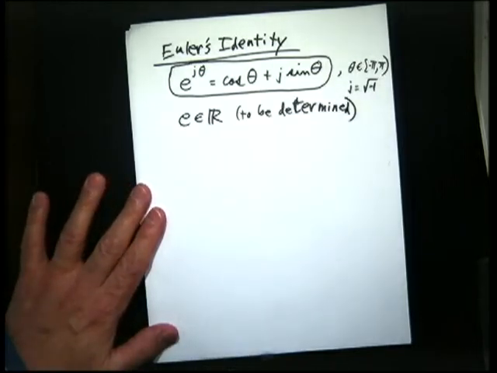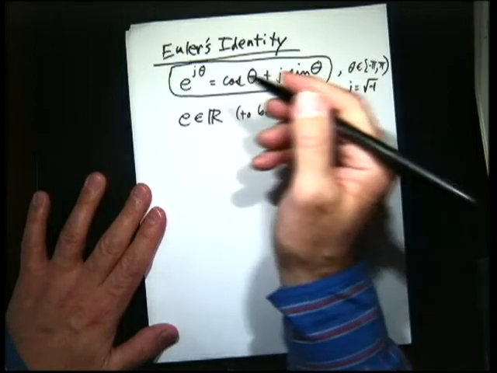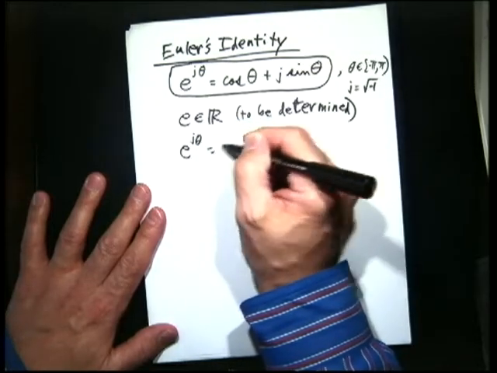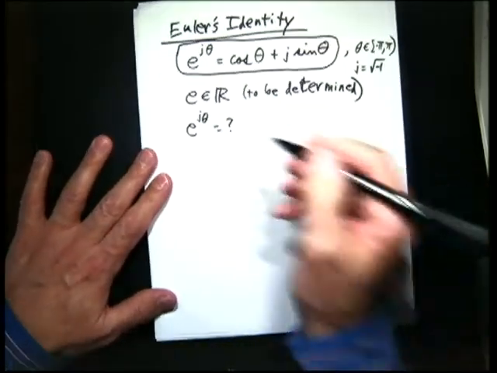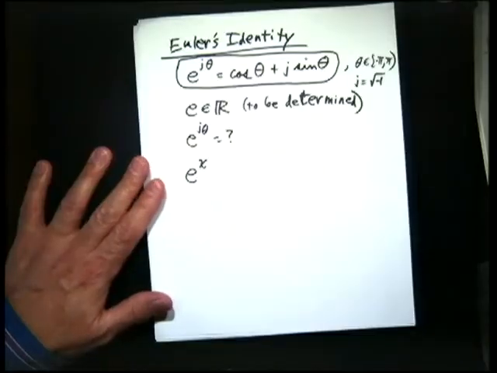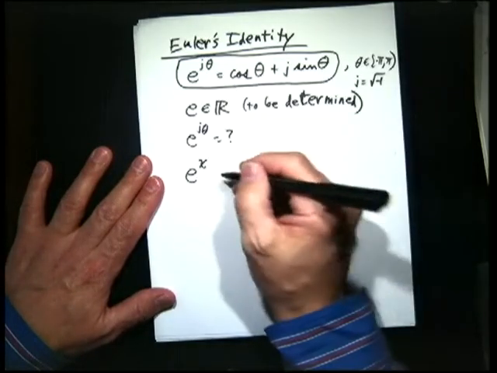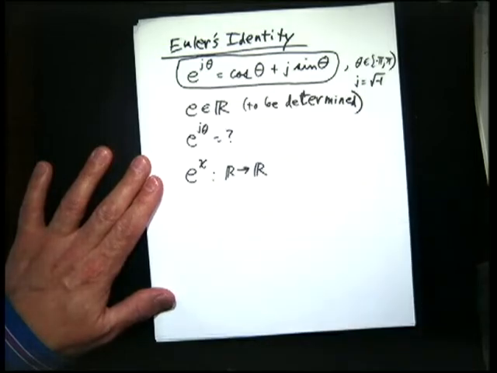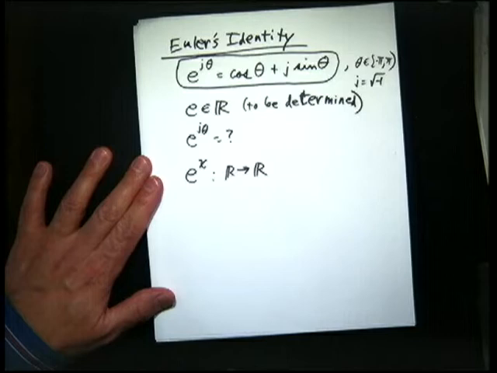And then, what do we mean by e to the j theta? So I assume everybody knows what we mean by e to the x. Okay, e to the x is a real valued function. It maps the real line to the real line. And so I'm assuming there's no problem there. We all know what exponents are, and a real number raised to a real power is no big deal.